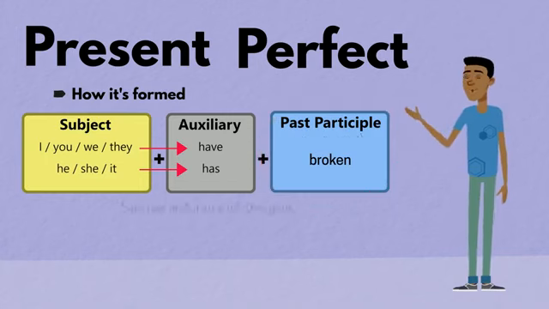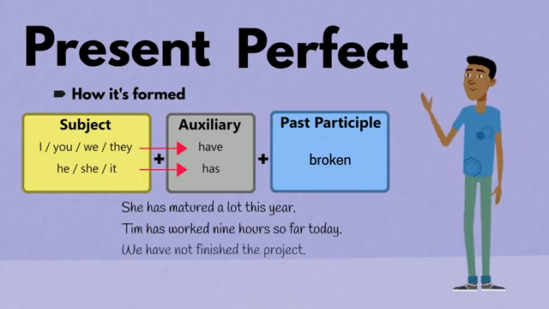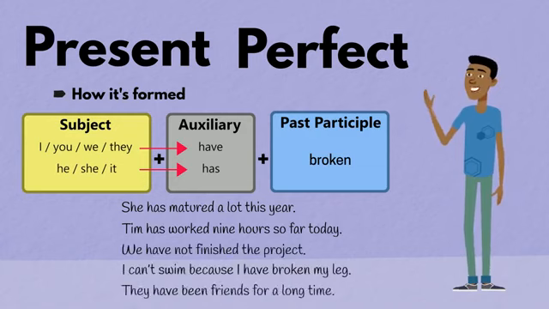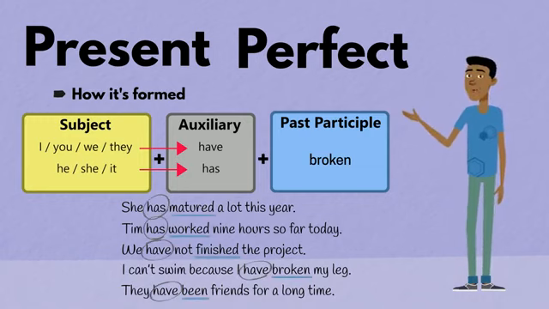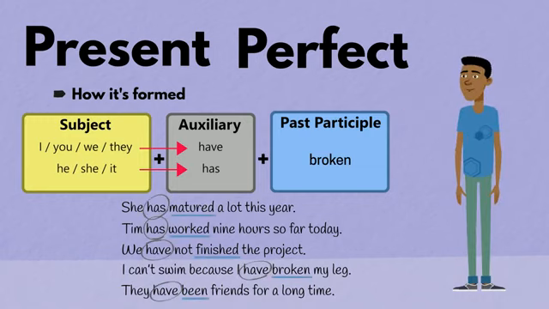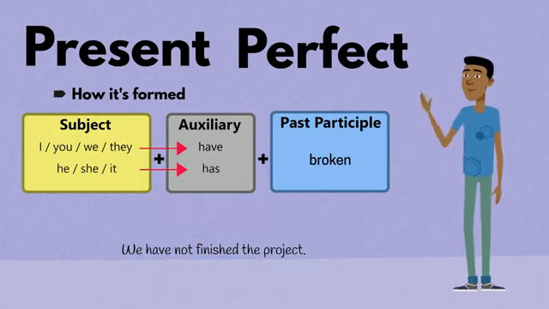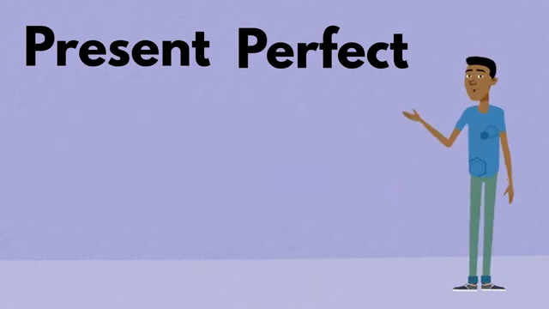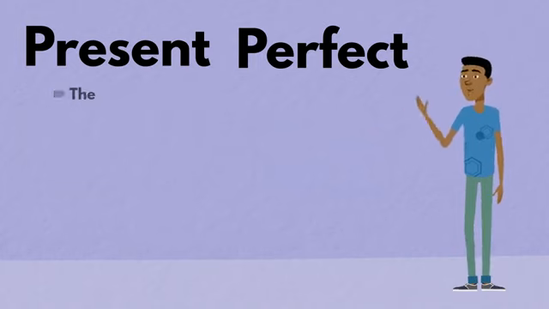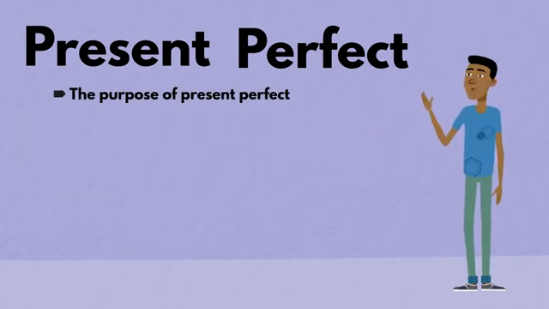Here are some examples of sentences in present perfect. Each sentence uses the auxiliary verb has or have, along with a past participle. Notice this sentence is written in the negative form, so it uses have not and then the past participle. Now we know how to form present perfect, let's move on to the purpose of present perfect.